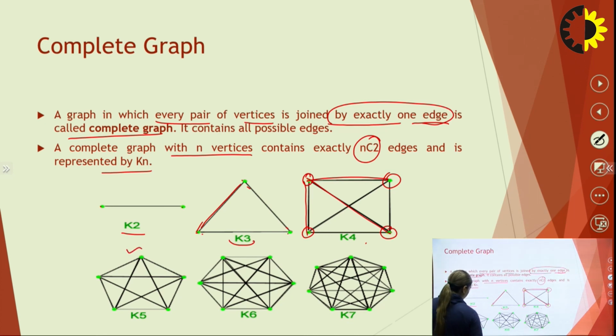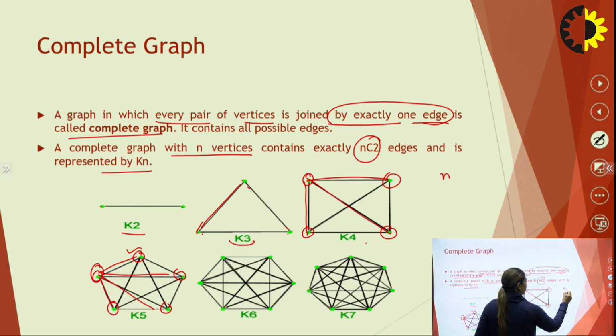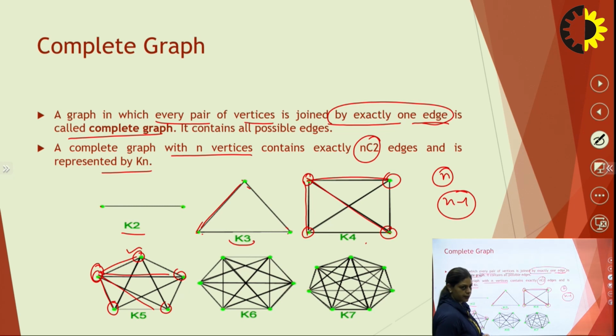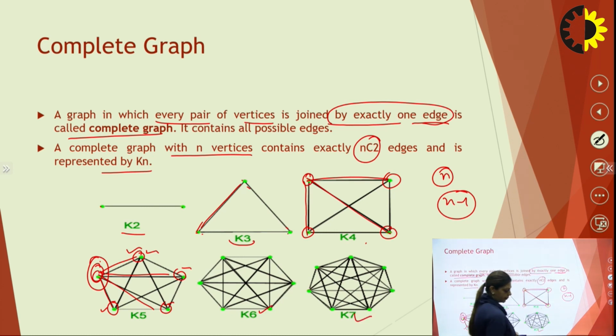Similar is the case for K5 now. See, 5 vertices we are having, right? Now we will check for one vertex, 1, 2, 3 and 4, which means the one vertex is connected to all other left out vertices. If there are n vertices, then the degree should be n minus 1 for all the vertices, right? Now similarly, there are 5 vertices and we have the degree 4 for that particular vertex. So this is the case for all the vertices in the K5 graph. K6 also same and K7 also same.